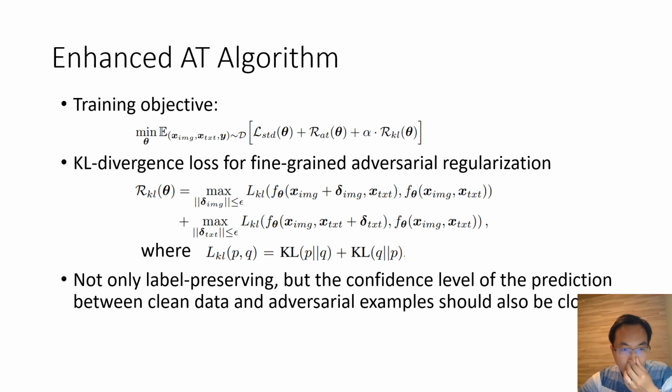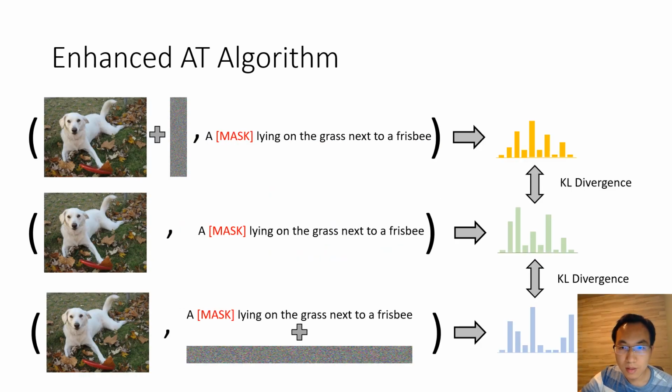But this is not enough. We not only need label preserving, but we also hope the confidence level of the prediction between the clean data and the adversarial example can be close. This can be captured by the KL divergence term. So as you can see, the probability vector in the middle is the standard one, and the ones on the top and on the bottom are 2 probability vectors predicted by adding adversarial perturbations on 2 modalities. And we want to use the KL divergence to measure the closeness between the corresponding probability distributions, and we hope they are close.